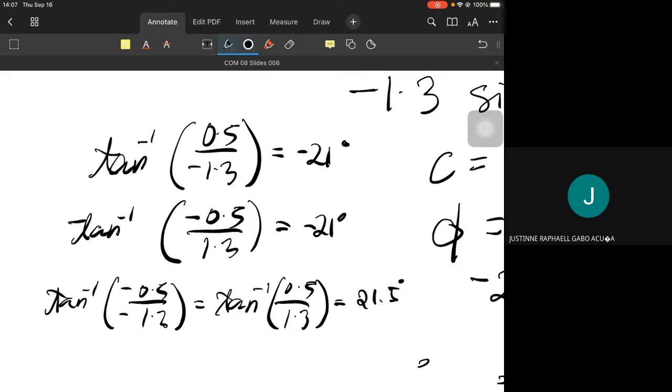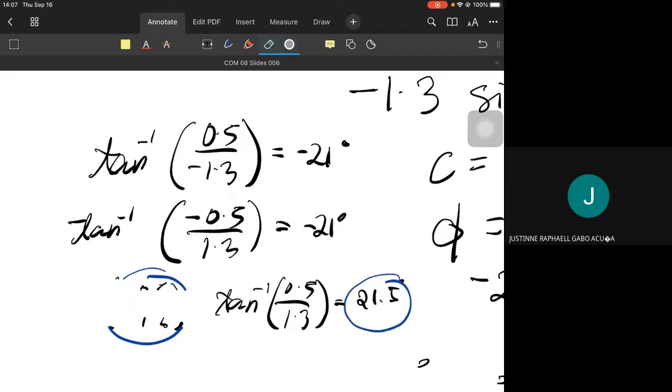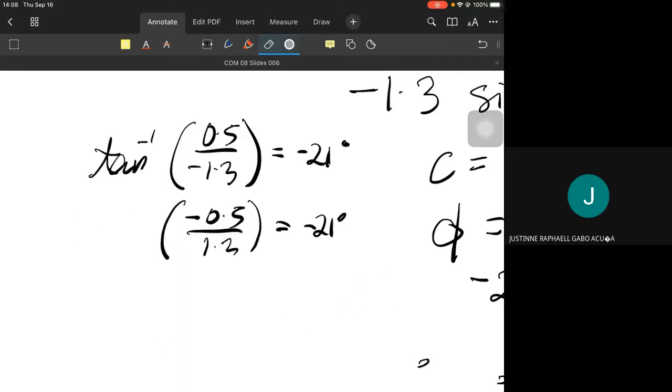So maybe either of these two is correct, but one of them is wrong. We should not use one of these. Which of them should we not use? Actually, both of them. Even for negative 0.5 and negative 1.3, the answer is still wrong. Why? Okay, let me go back to the first one.